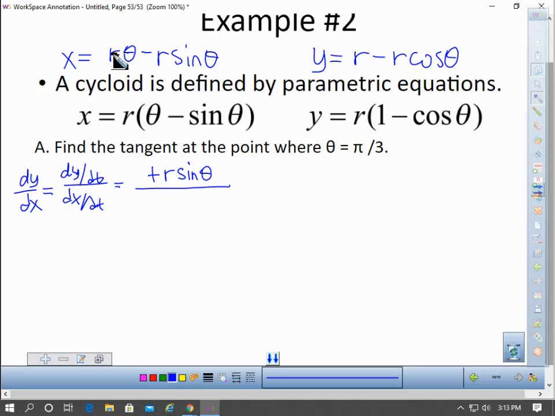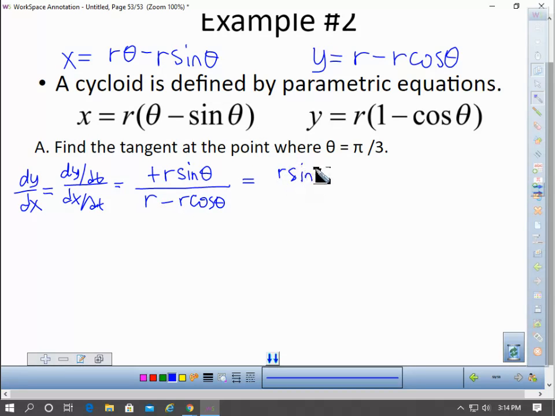Remember, r is a number, so this is like having 3 theta, where theta is the variable. So the derivative of 3 theta would be the 3. So the derivative of r theta is going to be r, minus, and again, this r is just a coefficient, and the derivative of sine theta is going to be cosine. So there's our derivative, and you'll notice everybody has an r in it, so you can factor out your r.